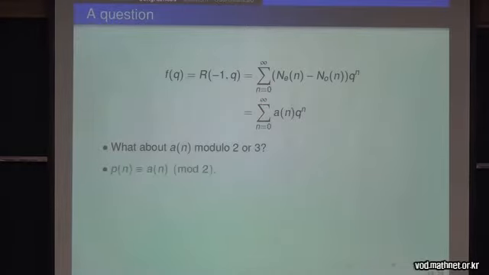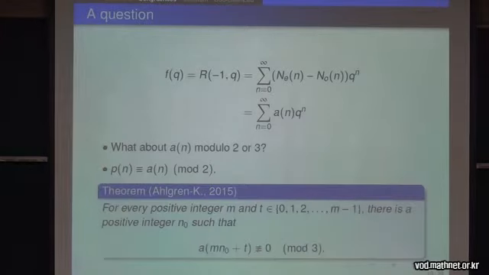For mod 2, the question is trivial because p(n) and a(n) are congruent, because for every partition, the rank is either even or odd. So the sum of N_E and N_O is just p(n). So p(n) and a(n) are congruent mod 2. For mod 3, there are no congruences in general. So we cannot expect a linear congruence for mod 3.